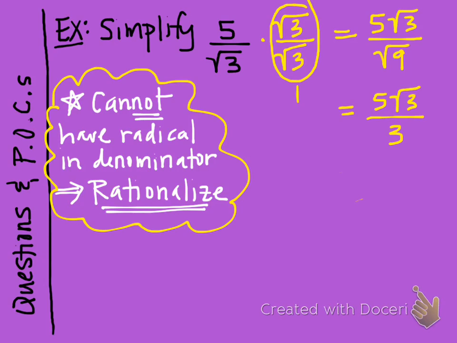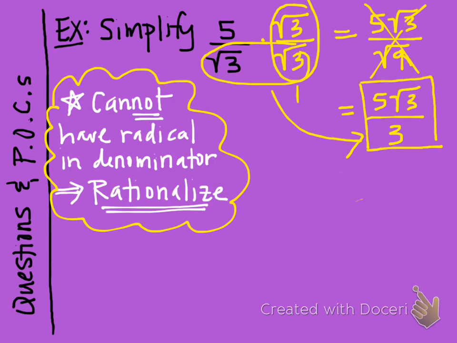Now, this step up here, you can kind of skip this whole step and just go straight from this times this to 3. Because what happens is when you multiply a radical by itself, it turns into a whole number. Basically, the radical goes away. So 5 square root of 3 over 3 is a simplified version of 5 over square root of 3. It's the rationalized version. This is considered proper, and the other one is not. So we always want to simplify things the right way. This seems silly, but I promise you'll get used to it.